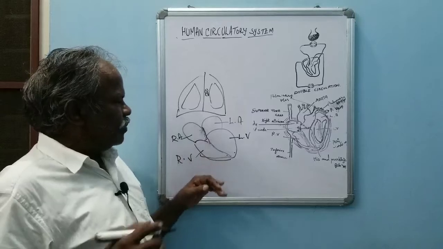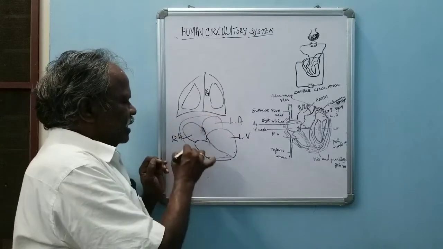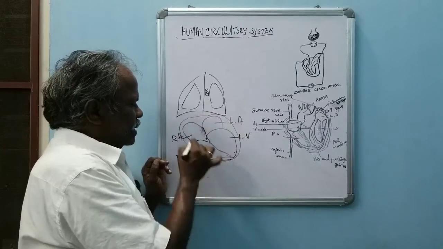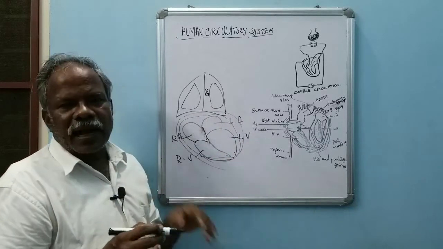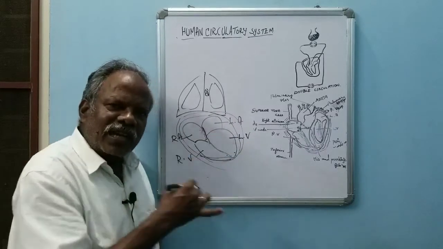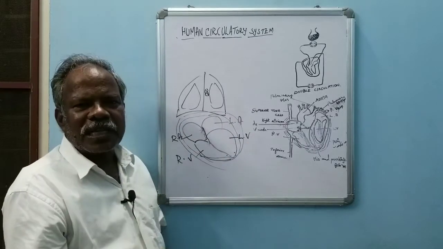Then we will see the covering of the heart. The heart is covered by two layers called the pericardium. Peri means around and cardium means heart. So it surrounds the heart. That's why it is known as pericardium.